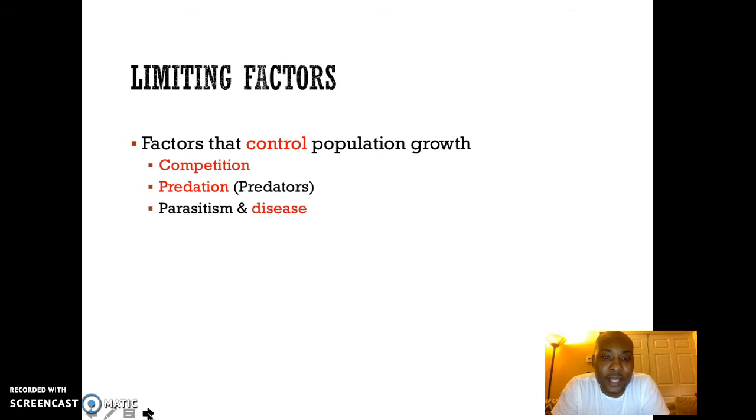Also, parasitism and disease. If there are a lot of parasites, or if some sort of disease strikes the organism, that's going to affect the number of individuals of that species. And also unusual weather. If there's any dramatic change in weather or climate, that will definitely affect the population of that species. Along the same lines, natural disasters such as earthquakes or tsunamis will also affect population growth.